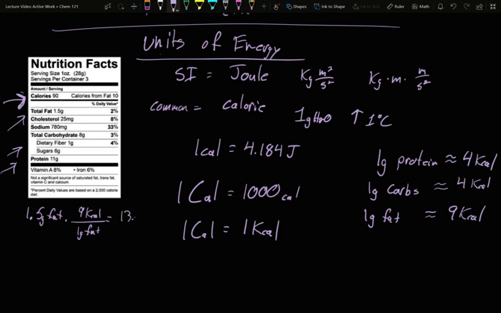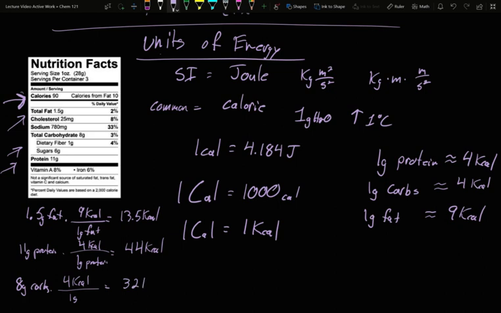So that's going to be about 13.5 kcal that came from the fat. My 11 grams of protein, at 1 gram of protein having 4 kcal, should give us 44 kcal from my protein. And the 8 grams of carbs, for every 1 gram having 4 kcal, should be 32 kcal from my carbs.